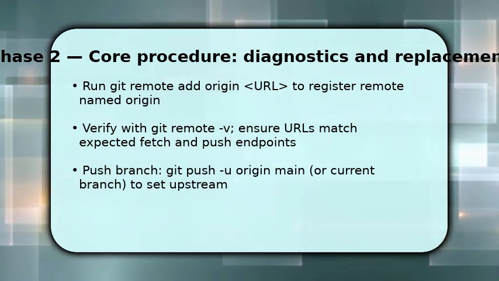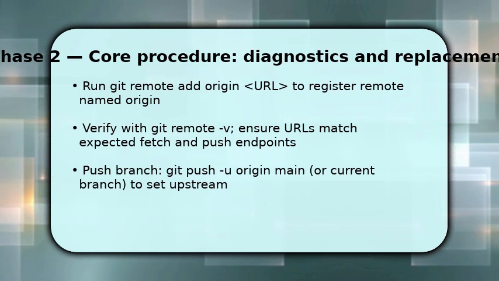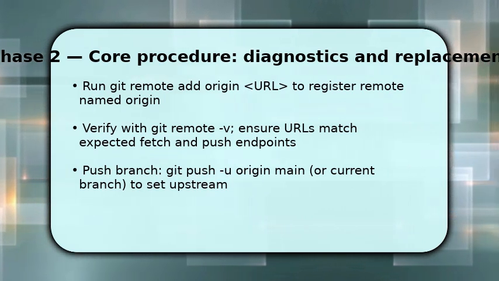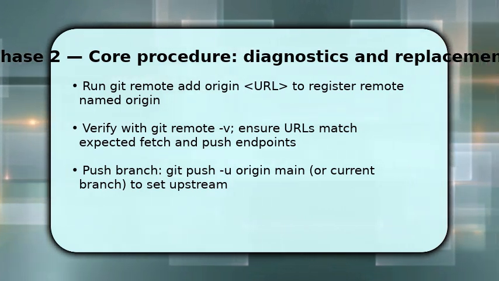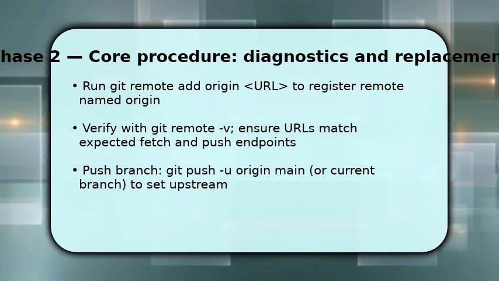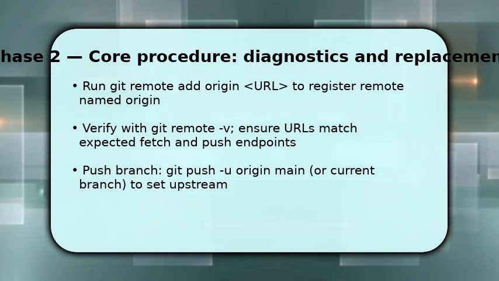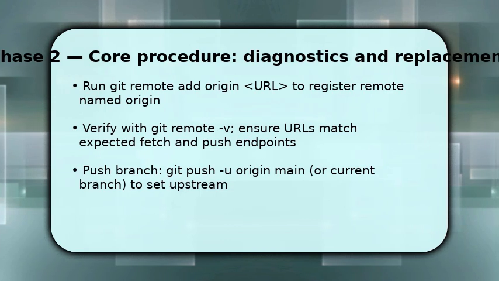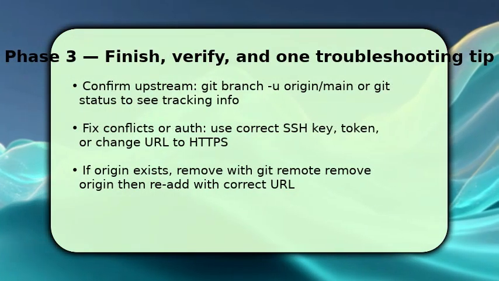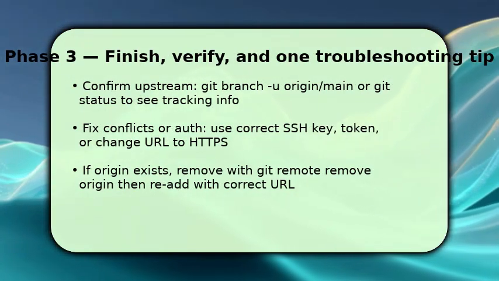Finally, push your branch with git push -u origin main or git push -u origin your-branch. The -u flag sets the upstream, so future git push commands are faster and error-free. Finish by confirming that your branch is tracking the remote. Run git status or git branch -vv to see origin/main listed.